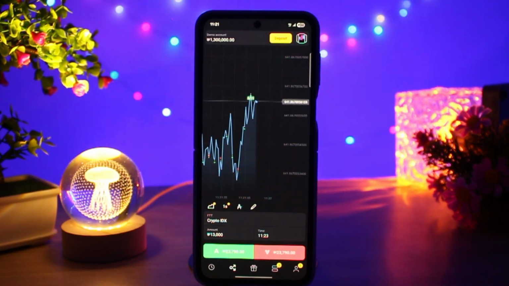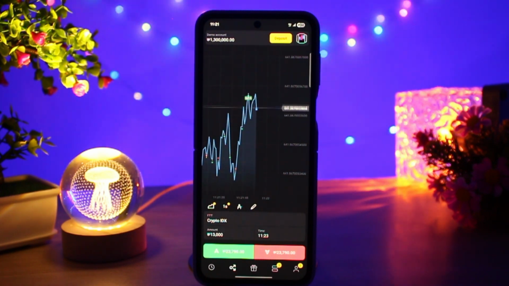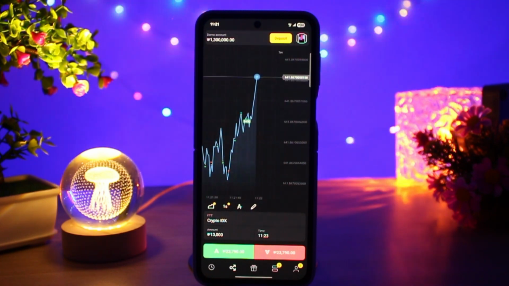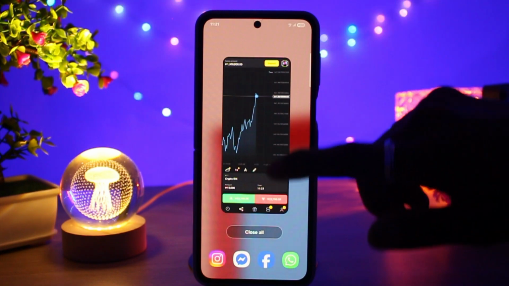Then you can also keep a trading journal by recording your trades and outcomes and reviewing them to learn from mistakes and successes. So these are a couple of steps that you can apply.